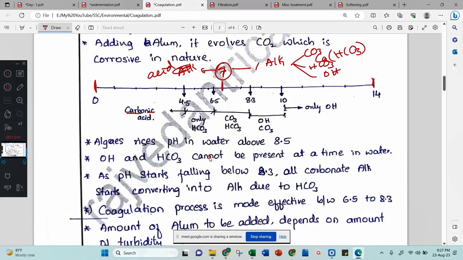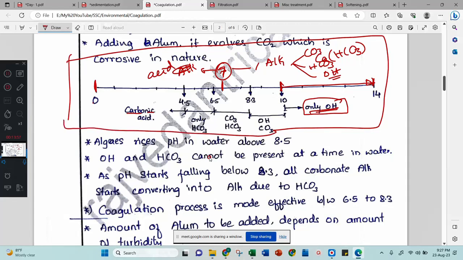Right? Now look at here. If the water has OH only, then its pH is from here to here. Okay, this scale is there. Now this scale you memorize, not only for this chapter, it will be useful for other chapters also. If the water has only OH content, then the pH is from 10 to 14. If the water has a pH of 8.3 to 10, then water will have alkalinity due to OH and CO3. Then if the water has a pH of 6.5 to 8.3, then it will have alkalinity due to these two compounds. Then if the water has a pH from 4.5 to 6.5, then it will have only HCO3. Very important, only HCO3. Understood? Then if a water has a pH less than 4.5, then it will have carbonic acid.